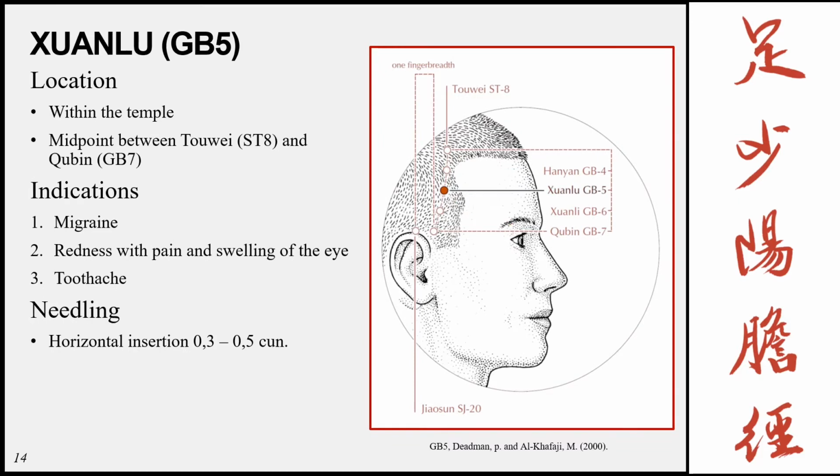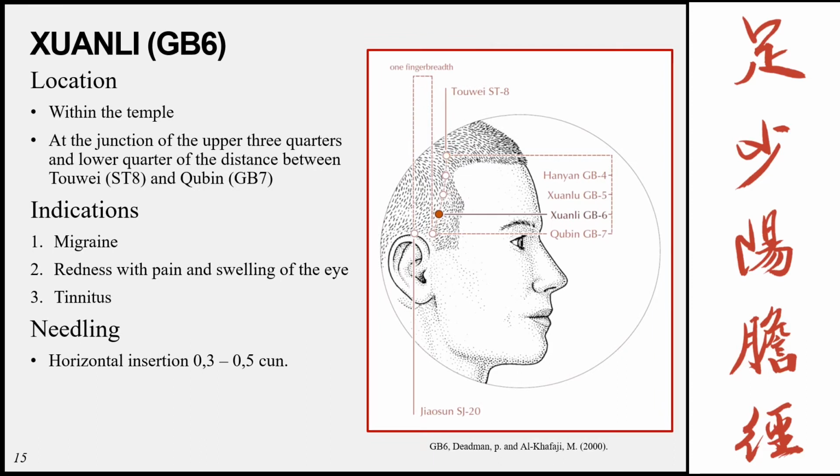The next point is Xuanlu, GB5, also on the temple, and it's at the midpoint between Stomach 8 up here and GB7 down here. Once again, we can divide it into 4 equal parts, but because it's at the midpoint, we actually only have to divide it in half, and that's where this point lies. It's got similar functions to the previous point. It can be used for migraines, redness with swelling and pain of the eye, and toothache. Insertion is the same as the previous point, horizontal insertion, 0.3 to 0.5 tsun, and remember the direction is towards the targeted area.